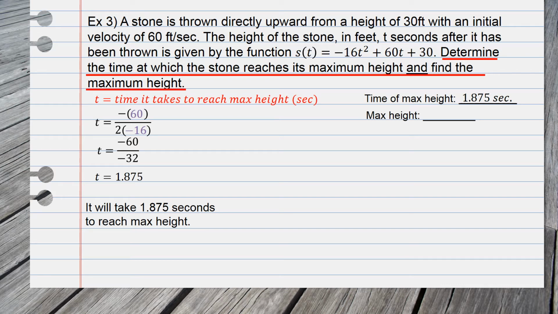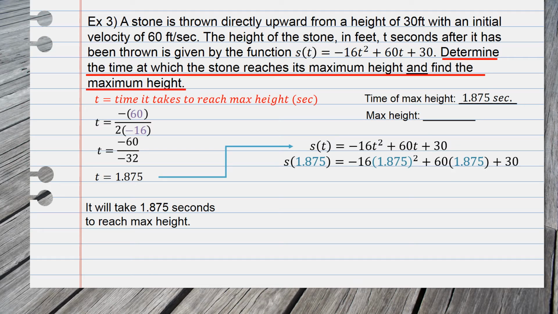Now that we have the time, we're ready to find the max height. In order to do that, we must plug our found value of time, 1.875, into the original function. That means every time you see t, we now replace it with the value of 1.875. From here, we have s of 1.875 equals negative 16 times 1.875 squared plus 60 times 1.875 plus 30. Once it's plugged in and it's written on your paper, now you may pick up a calculator to find the result.